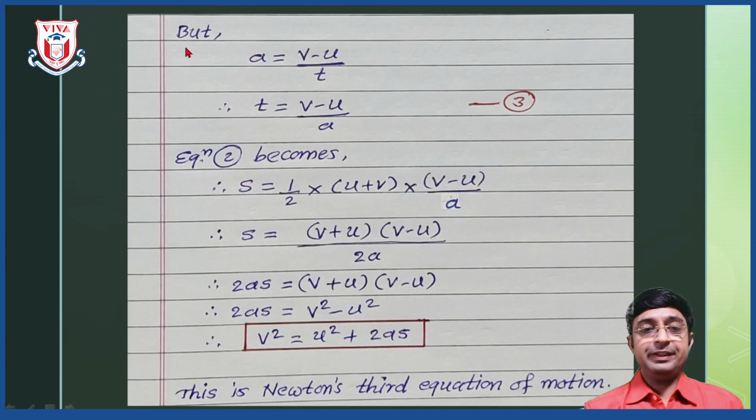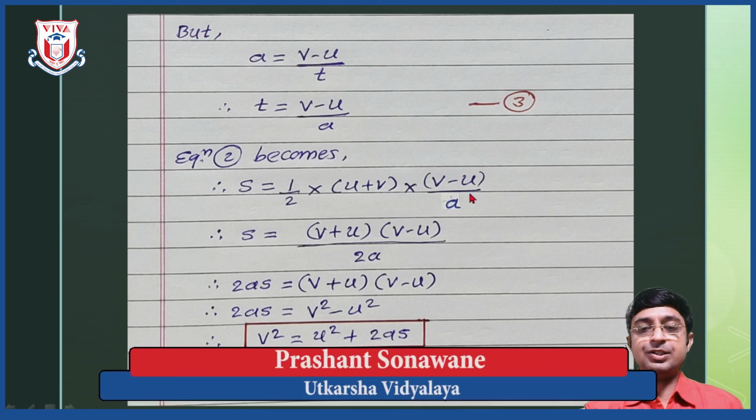But we know the formula of acceleration: a is equal to v minus u upon t. V minus u means what? Change in velocity upon time. We are interchanging a and t. Therefore, t is equal to v minus u upon a, that is equation number 3. This equation number 3 we substitute in equation number 2. So equation 2 becomes, therefore the distance covered by the object s is equal to half multiplied by v plus u multiplied by the value of t taken from equation number 3 above, that is v minus u upon a.